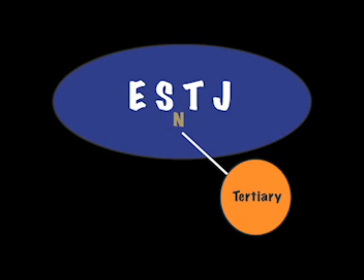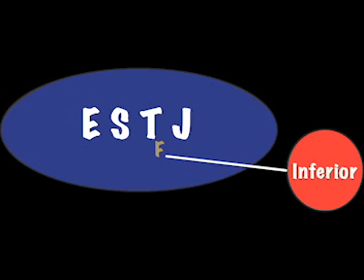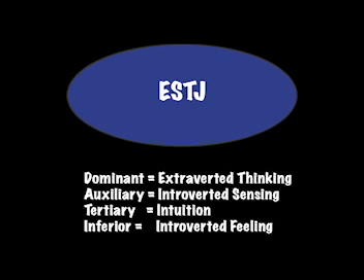This type's tertiary function, hidden in the unconscious, is intuition, the opposite function of the auxiliary sensing. Now remember, the tertiary function is not found in a type's four-letter code. Finally, the ESTJ's inferior function, also hidden in the unconscious, is feeling, presented in the introverted attitude. So, an ESTJ is better understood as a dominant extroverted thinker with auxiliary introverted sensing, tertiary intuition, and inferior introverted feeling.